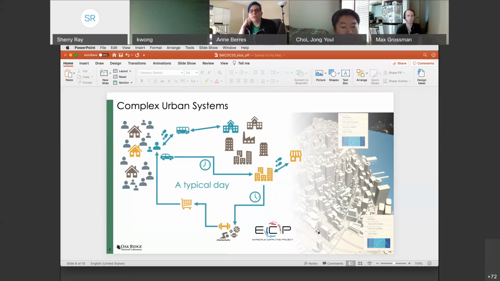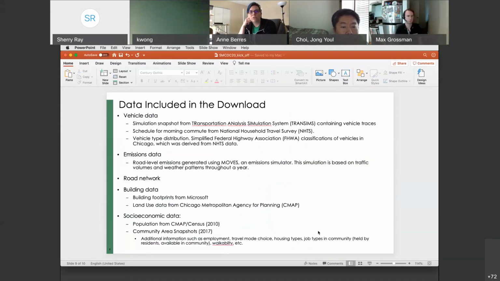So if you can switch to the next slide, we're providing a pretty large conglomeration of data. So we have vehicle data that is simulated using TRANSIMS. So that's basically vehicle traces containing the location of each vehicle at 30-second intervals. Then we have a cut-down version of National Household Travel Survey data that gives you all kinds of interesting information about why people take certain trips during certain times of day. We have vehicle type distribution from the Federal Highway Administration for Chicago. And that's more or less derived from that National Household Travel Survey data set.